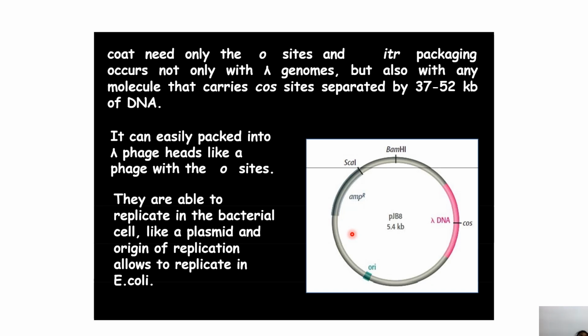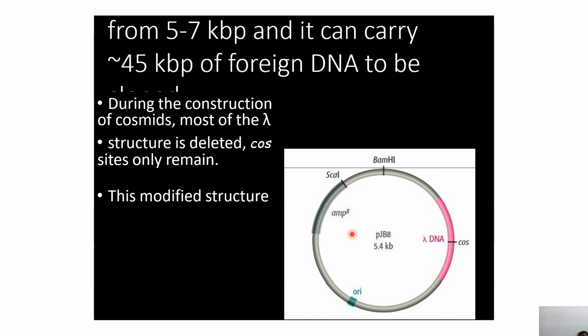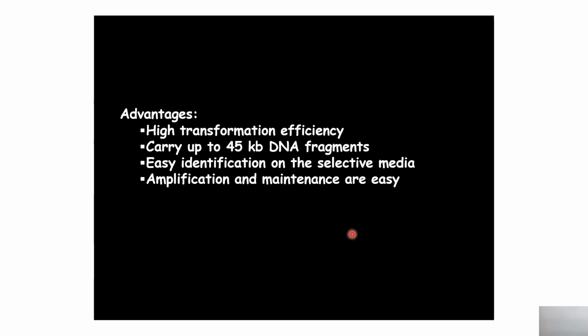So it can easily be packed into a phage. It's like a phage with the cos site, and they're able to replicate in the bacterial cell like a plasmid. The origin of replication allows it to replicate in E. coli. So during the construction of cosmids, most of the lambda structure is deleted. Only the cos sites remain. This is a modified structure. Almost 45 kilobase pairs of foreign DNA can be cloned.